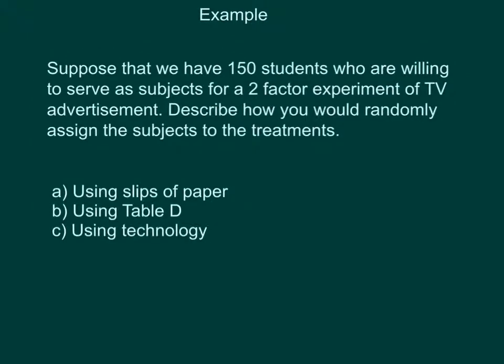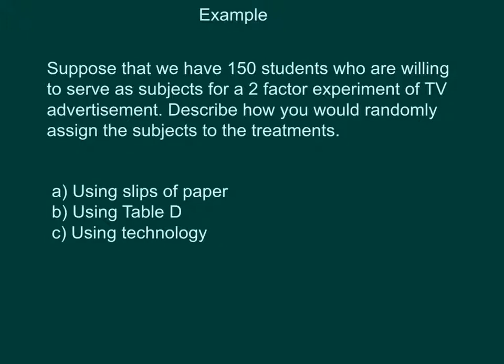This next problem reflects randomization using different methods, using slips of paper, using Table D, and technology. Refer to the previous couple slides to refresh on randomization. We will discuss the answer momentarily. First, for A, you have to write all the names on slips of paper, then place them in a container and mix them thoroughly. Select one of the slips and assign that name to treatment 1. Select another name and assign it to treatment 2. And then assign a third name to treatment 3. Rotate through the treatments until all have been assigned.